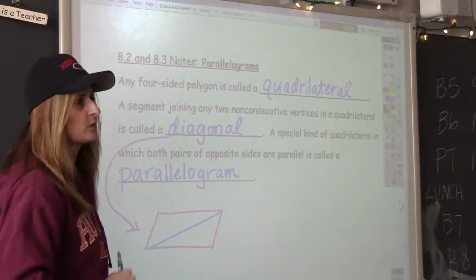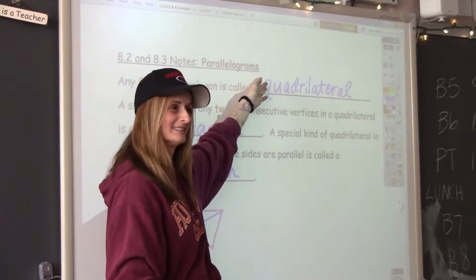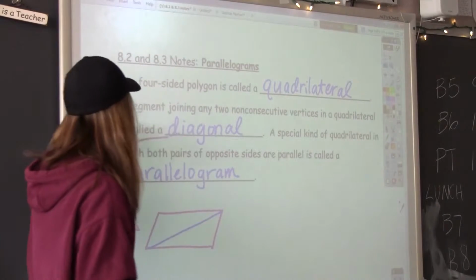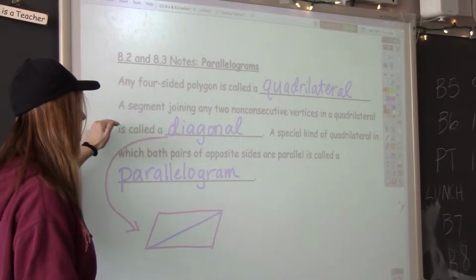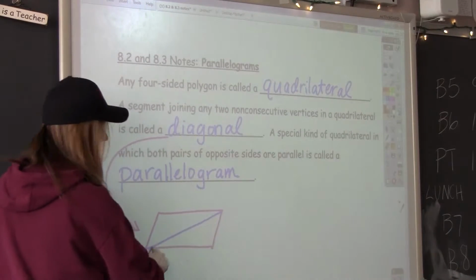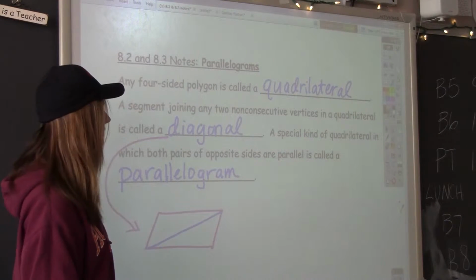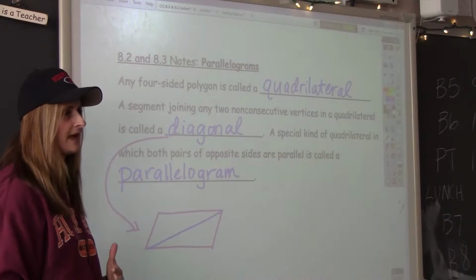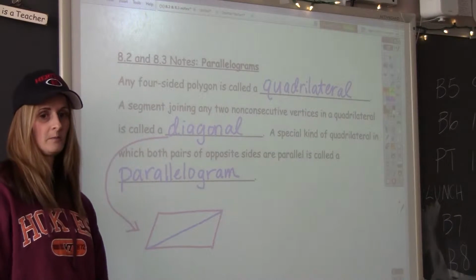All right. Any four-sided polygon is called a quadrilateral. A segment joining any two non-consecutive vertices in a quadrilateral is called a diagonal. Here's an example of a diagonal. A special kind of quadrilateral in which both pairs of opposite sides are parallel is called a parallelogram.